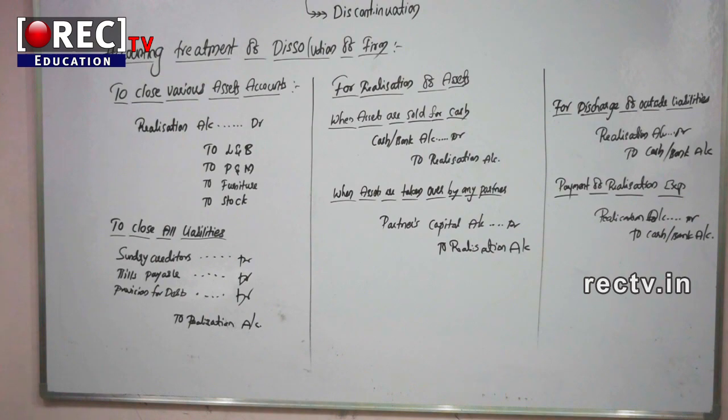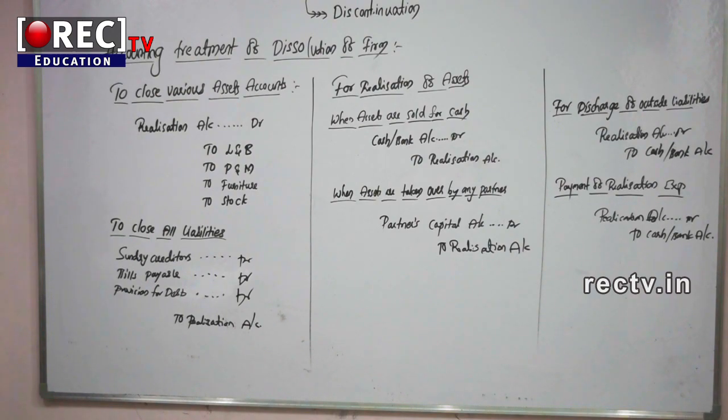After transferring to the realization account, when you sell one asset for cash, what will be the entry? The entry is cash or bank account debit to realization account. The normal entry is cash or bank account debit to asset account. Then what is the difference here? Why are you crediting the realization account? The answer is that you have already transferred all the assets to the realization account, so it will not appear again as an asset account. That is, you should make the entry cash account debit to realization account.